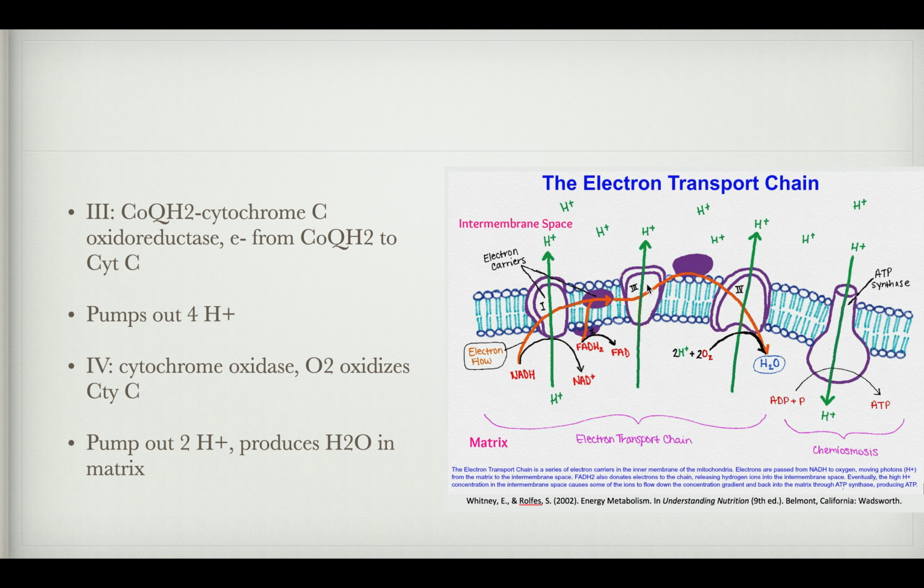So electrons are moved finally to the cytochrome A. That's the final acceptor on complex 4. It's not drawn here, but it should be here. From there, cytochrome oxidase will oxidize cytochrome C and then form water. So it will pump out the final 2 hydrogens. So all in all, there will be 10 hydrogens pumped out into the intermembrane space.